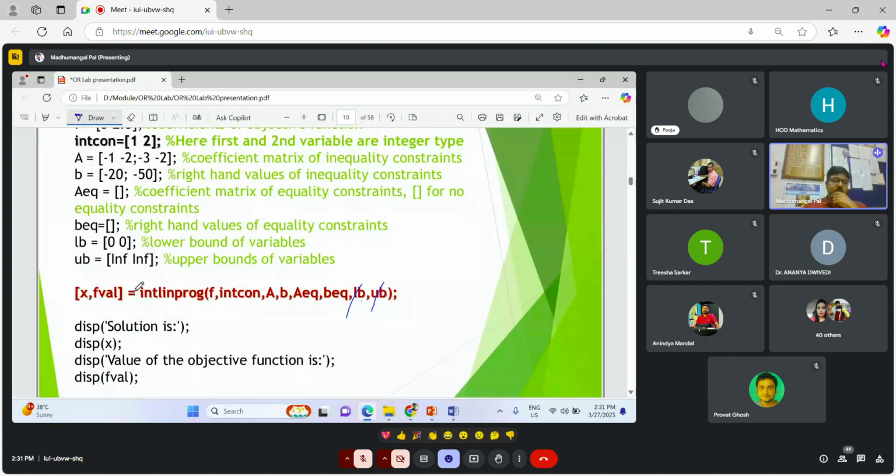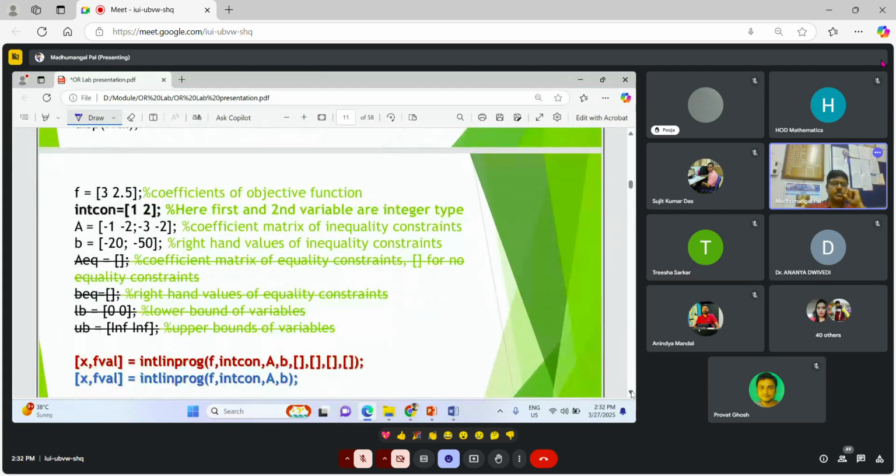And like the previous one, the outputs are x and f. x means the solution vector and f is the value of the objective function. Lastly, we have disp. The solution is, that means that string will be displayed on the screen, and x means the x vector will be displayed on the screen. It was already discussed in the previous lectures. Now, how can we print the other output variables or any particular string like that? The third line replaces the display of the value of the objective function as f. So these are very simple cases for printing the values.